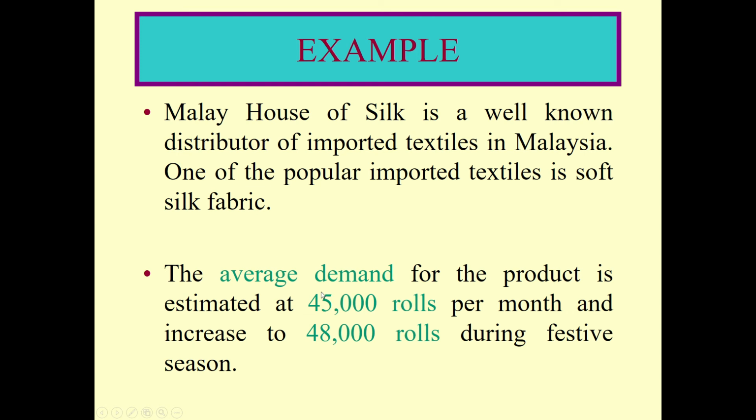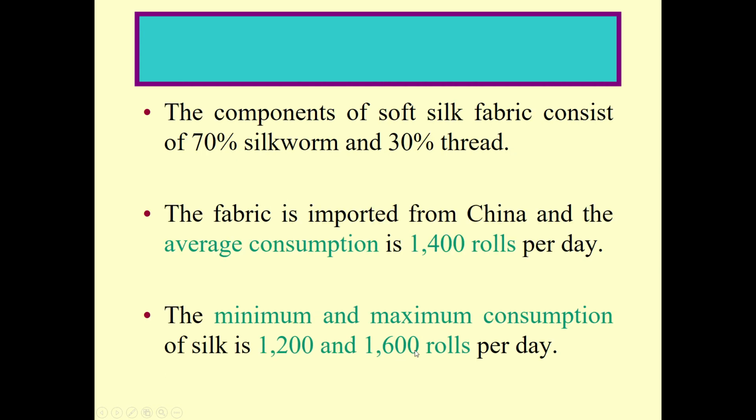The average demand for the product is estimated at 45,000 rolls per month and increased to 48,000 rolls during festive season. And the component of soft silk fabric consists of 70% silkworm and 30% thread. The fabric is imported from China and the average consumption is 1,400 rolls per day. The minimum and maximum consumption of silk is 1,200 and 1,600 rolls per day.